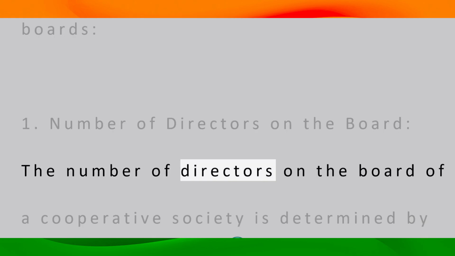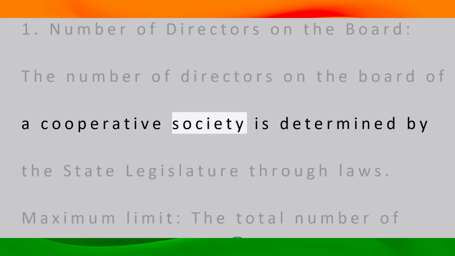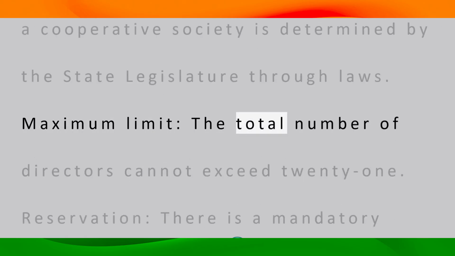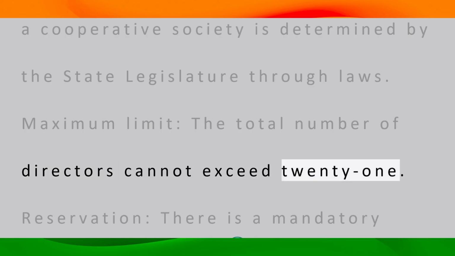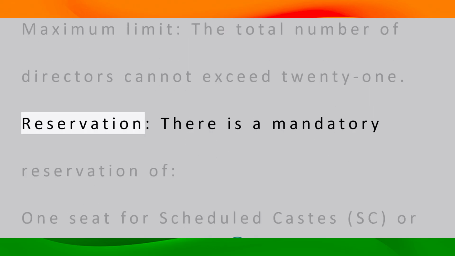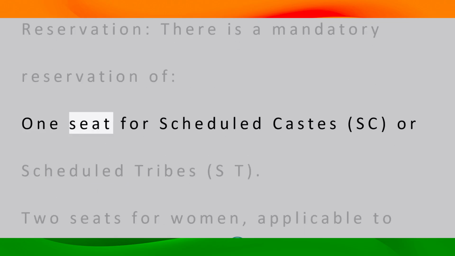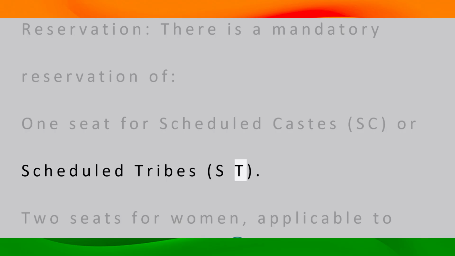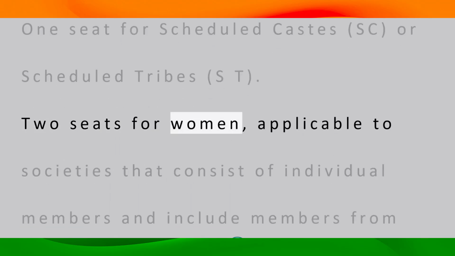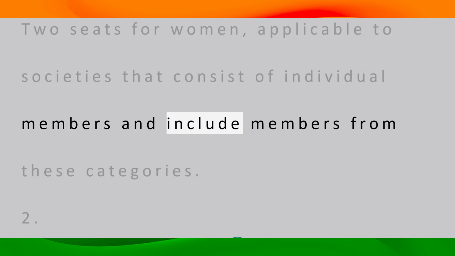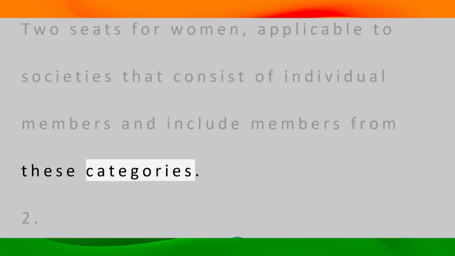The number of directors on the board of a cooperative society is determined by the state legislature through laws. Maximum limit: the total number of directors cannot exceed 21. Reservation: there is a mandatory reservation of 1 seat for scheduled castes, SC, or scheduled tribes, ST, and 2 seats for women, applicable to societies that consist of individual members and include members from these categories.